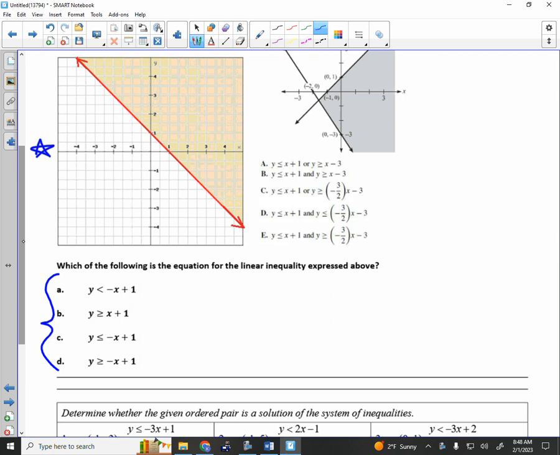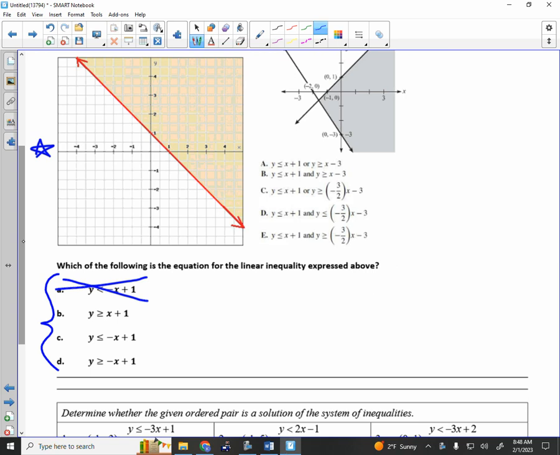It is definitely not A. Why is it not A? Because there's no equal sign. If it's just a less than sign, then you would just see a dashed line. People remember that? Dashed line if there's no equals. If there's an equal sign, then it's solid.